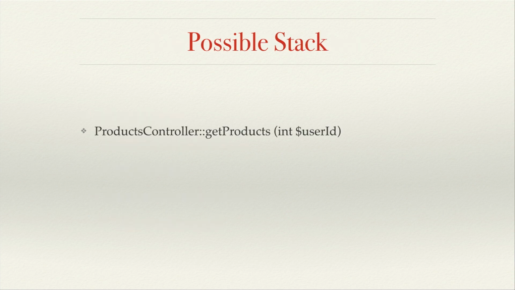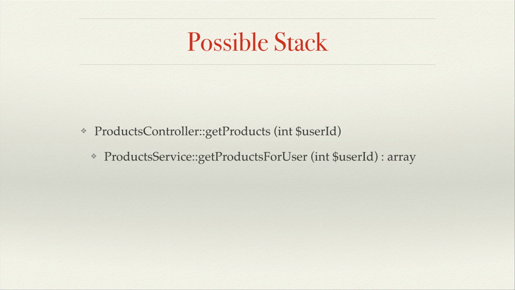So a possible architectural stack to make this happen: you might have your controller at the top with a method called getProducts to which you pass an integer user ID. And then just below it, you may have a service class that says getProductsForUser to which you pass the user ID. And that getProductsForUser method will return an array. An array of what? An array of products. If we had generics, that'd be nice because we could actually say that, but we can't.